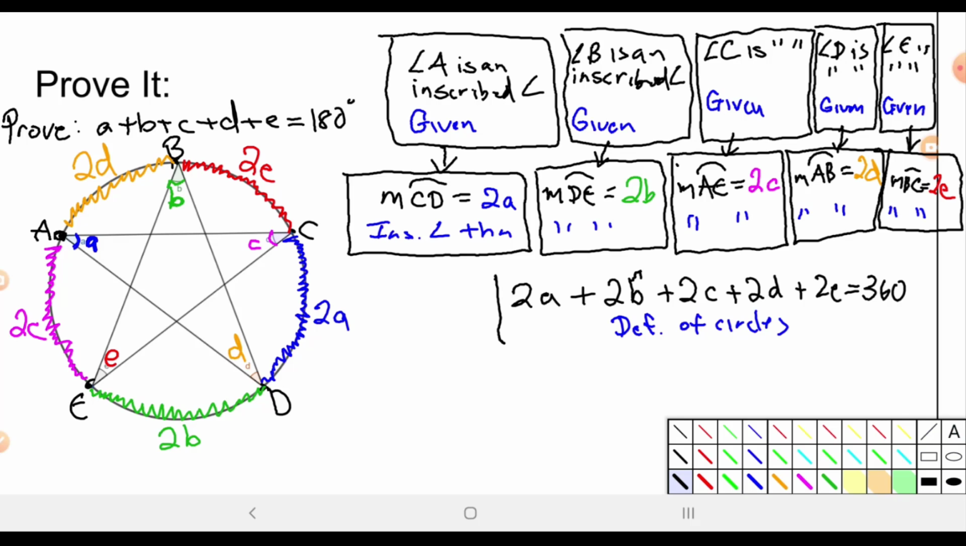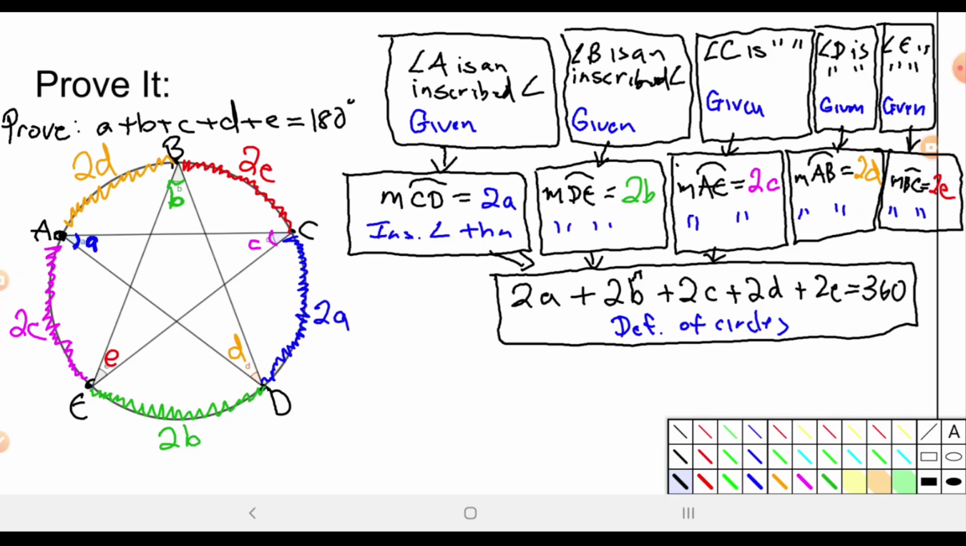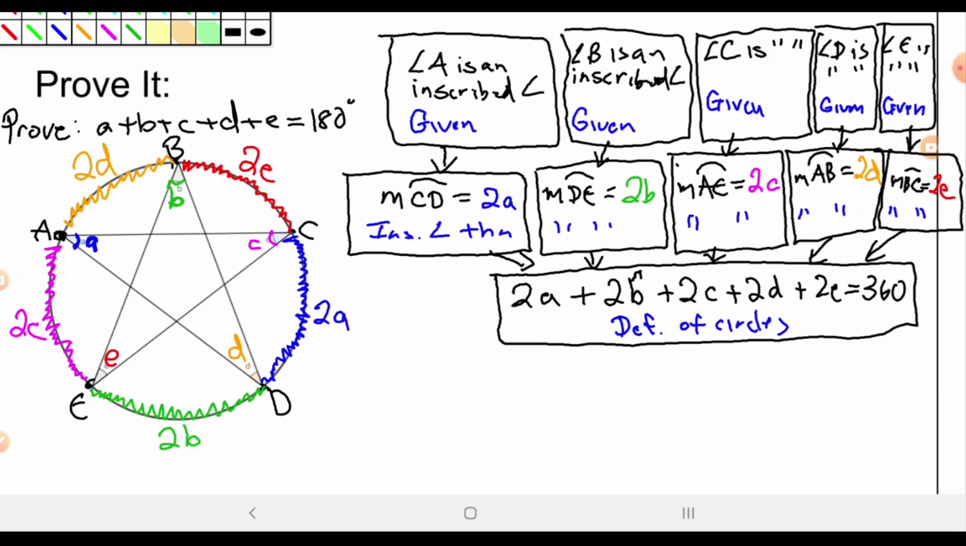So again, what I need you to understand though was these 5 statements help complete this statement. This last statement that we just wrote down came from knowing those 5 statements right there, knowing that we saw that each one of those arcs completed a whole circle, and then we just used that little piece right there. Okay, so now let's finish this up.